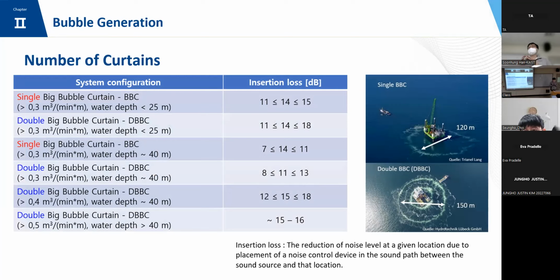Just a single big bubble curtain is not good enough to prevent the propagation of sound, whereas double or more than one bubble curtain can be much more effective.